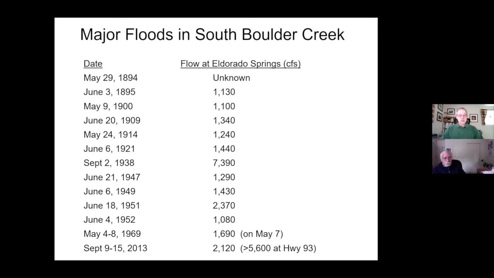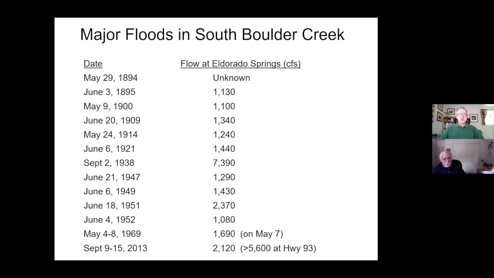This is a stream gauge that's been recording flow continuously for well over a century. You can see that the first listing in the 1890s was from that gauge. That particular flood took out the gauge, so the flow level isn't known, but it was thought to be very severe. But you can see quite a number of floods here, leading up, of course, to the most recent flood, which was in 2013, shown at the bottom.